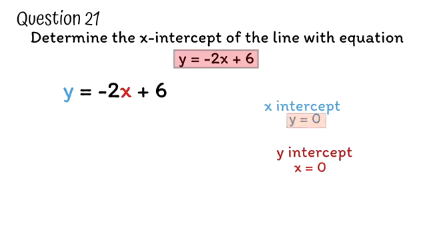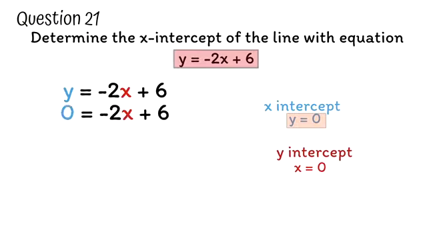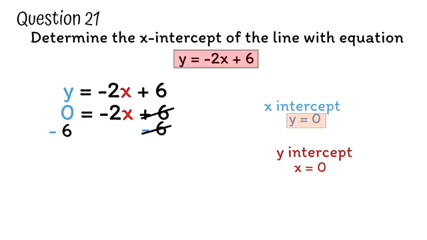We are to find x-intercept, and as we have come to know that at the x-intercept, replace y with 0 in the equation, and this will give us 0 equals negative 2x plus 6. By order of operation, subtract 6 from both sides of the equation. At the right-hand side, negative 6 will cancel 6, leaving negative 2x. And at the left-hand side, 0 minus 6 will give us negative 6. Now we have negative 6 equals negative 2x.